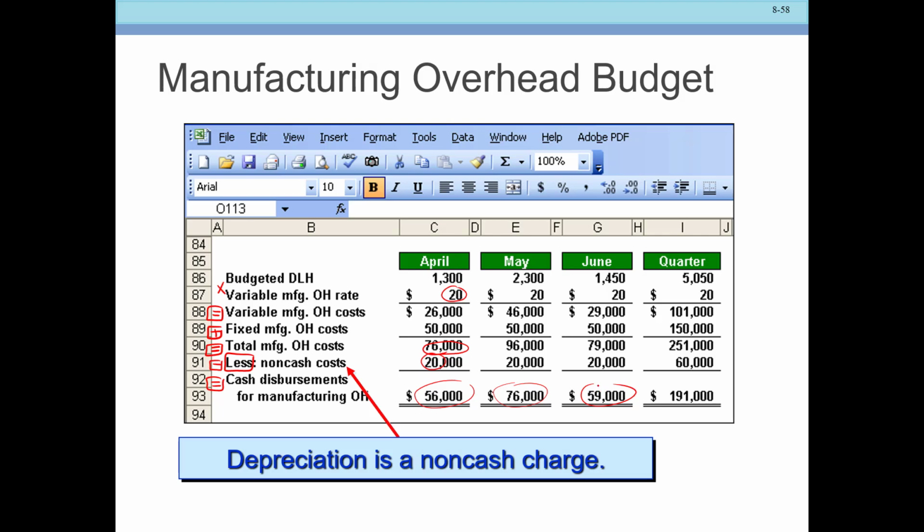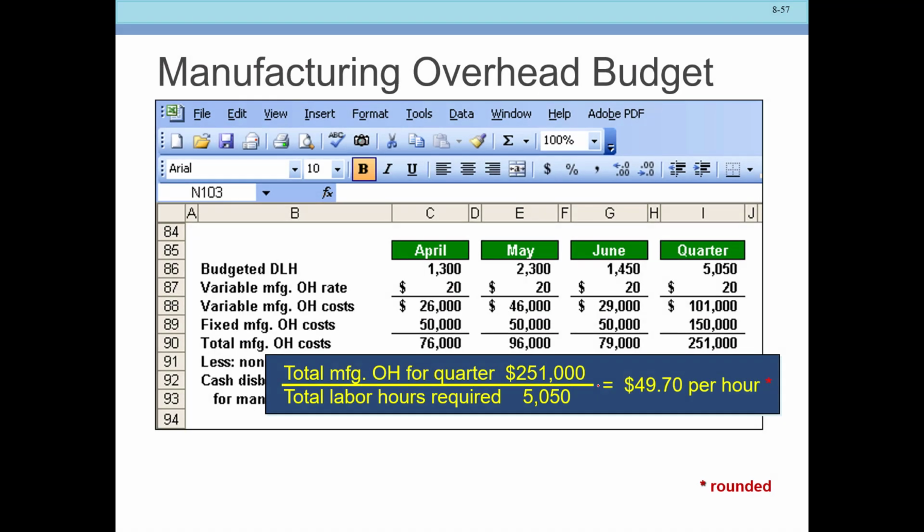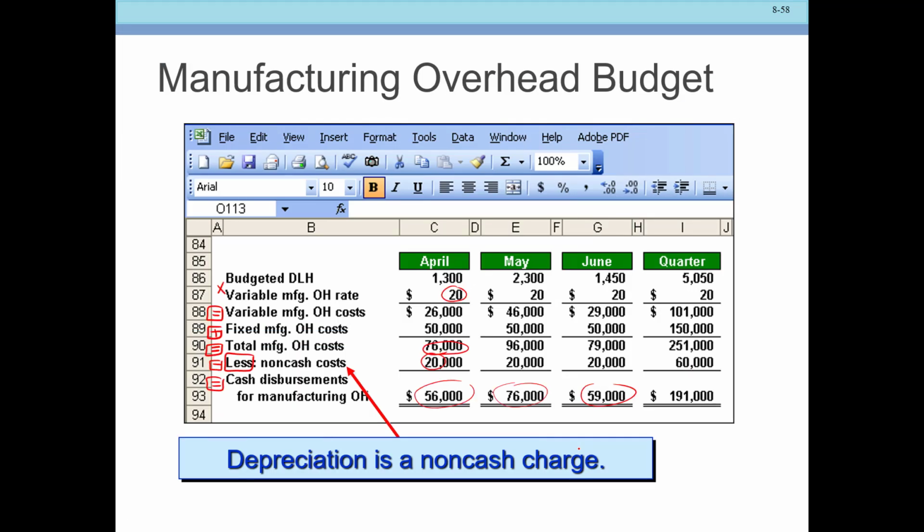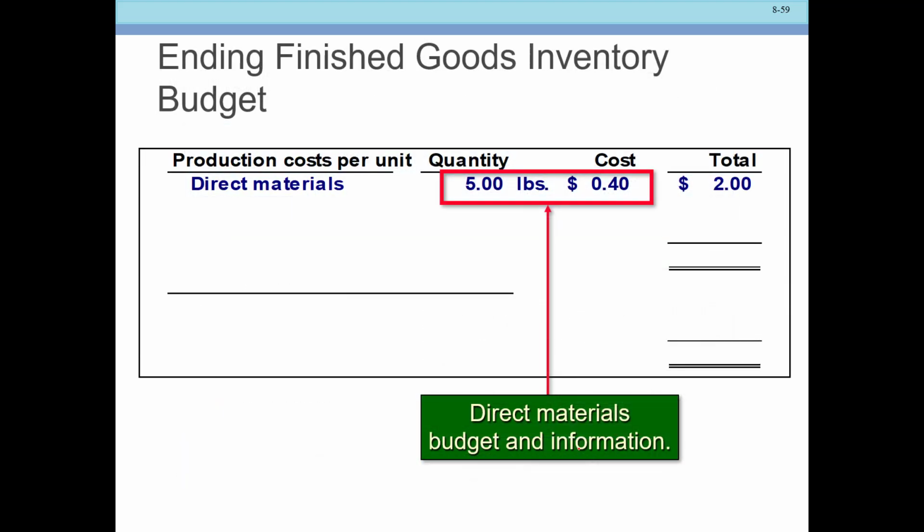Now, if I would like to get the manufacturing overhead per hour, this is the budgeted rate. I will take the total manufacturing cost, which is 251,000, divided by the total hours, which is 5,050. So the budgeted manufacturing overhead rate is 49.7. This one includes the variable part plus the fixed part. Okay. Then I'm going to move to the ending finished goods inventory budget. Like, how much budget do we need?